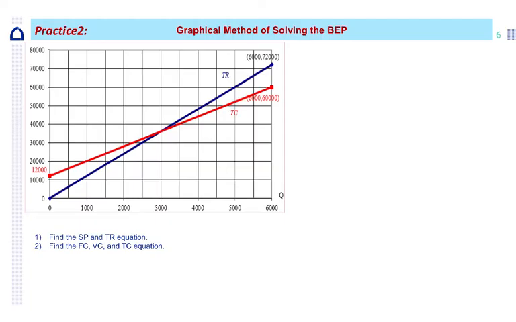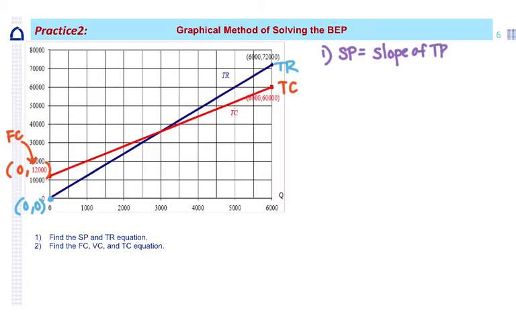Okay, let's do one more similar example. Just like our last graph, we've got the revenue graph is the one that starts at 0, and the cost graph is the one that starts not at 0, so we can already see what the fixed cost is. The fixed cost is 12,000, and this is the total cost graph. So question number 1 says find the selling price and the total revenue equation. The selling price, as we hopefully know by now, is the slope of the total revenue graph.